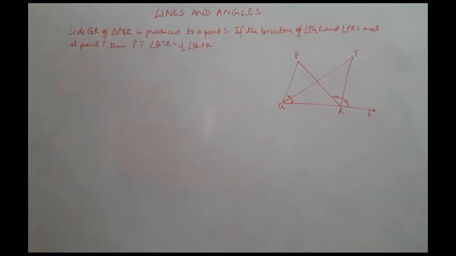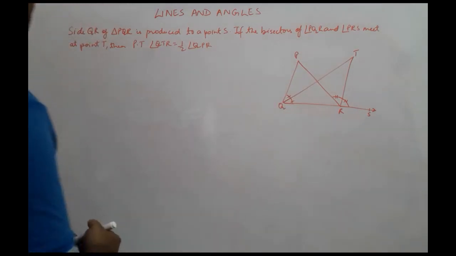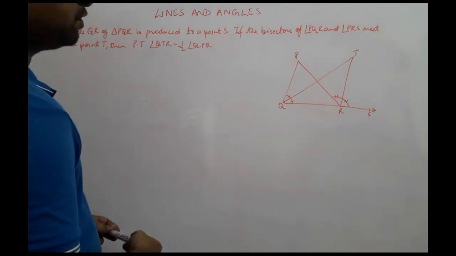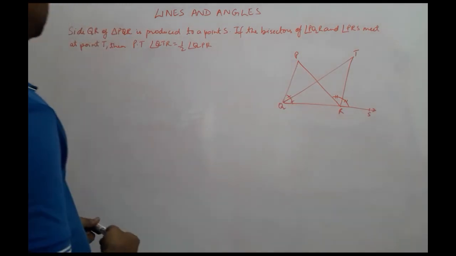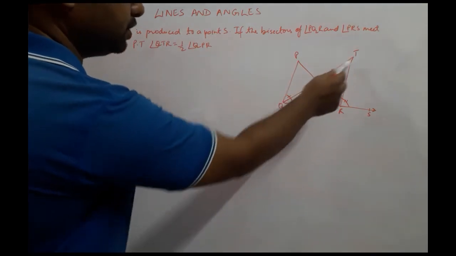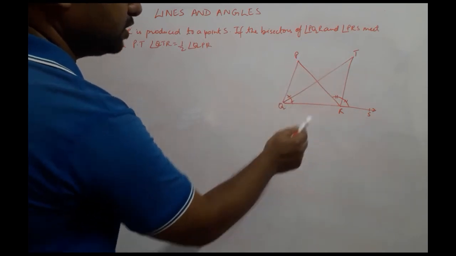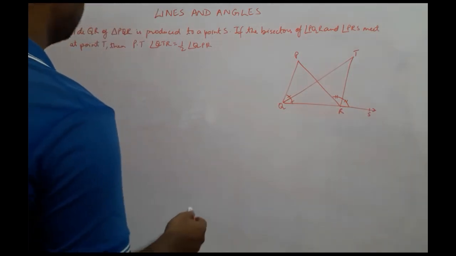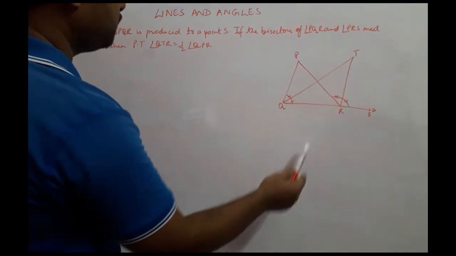So our next question is: side QR of triangle PQR is produced to point S. If the bisectors of angle PQR and PRS meet at point T, that means QT and RT are bisectors. QT is a bisector of angle PQR and RT is a bisector of angle PRS. Then prove that angle QTR is half of angle QPR.